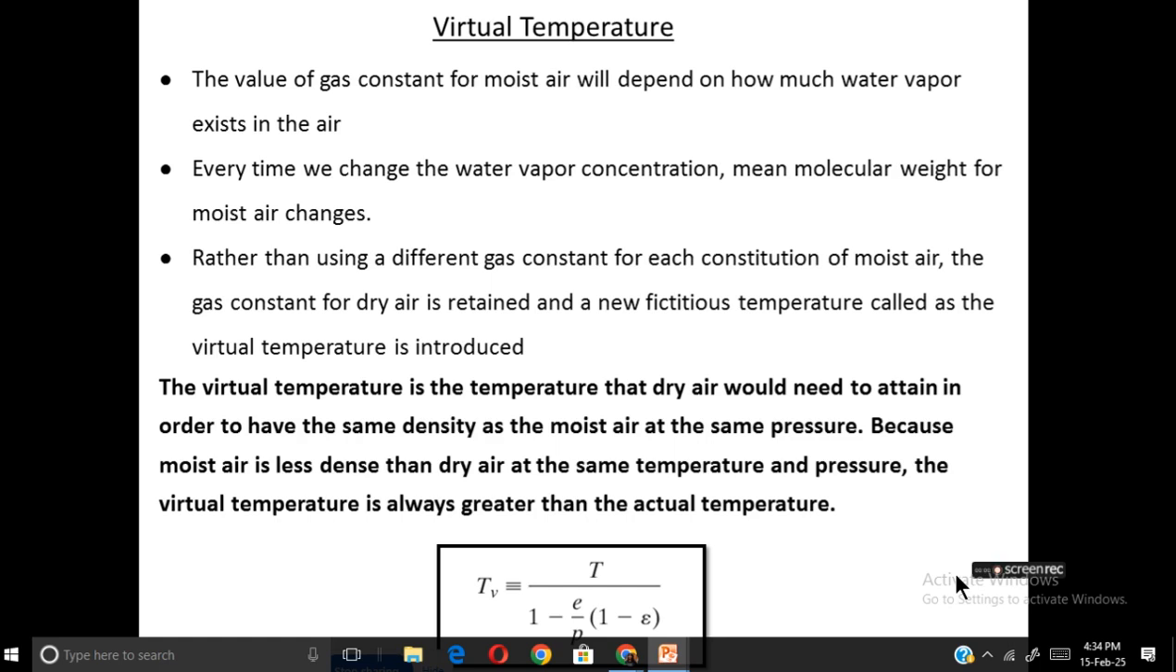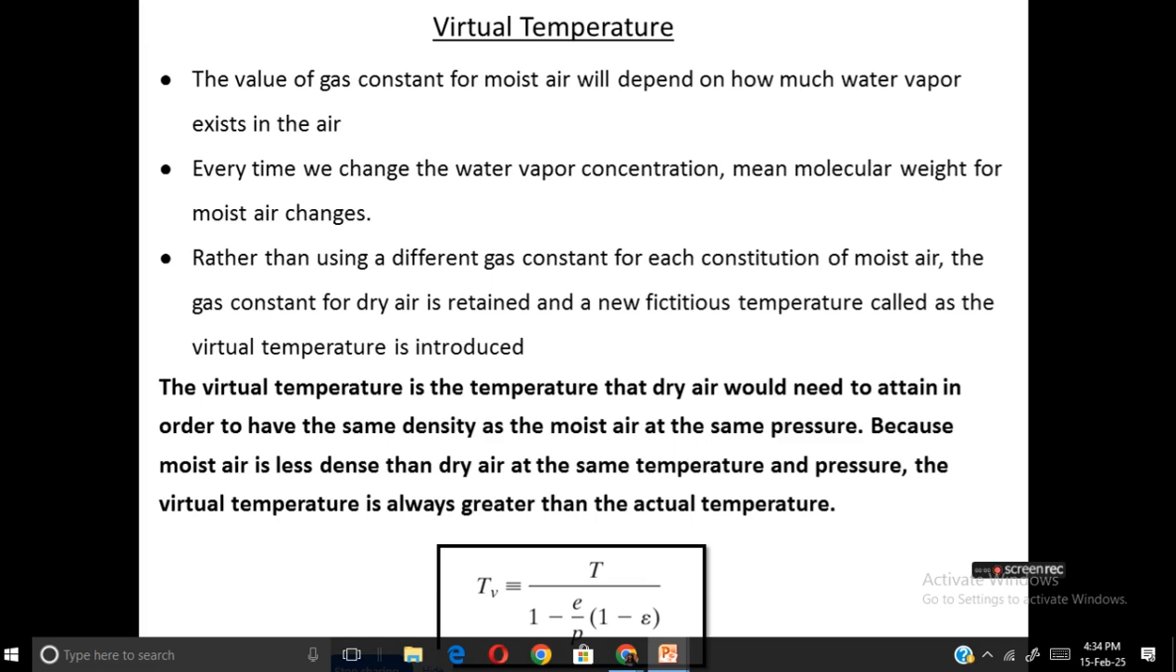Now I would like to introduce one more term, then we will conclude today's class. It is known as virtual temperature. We just saw that dry air and moisture have different specific gas constants. Dry air has a value of 287, moisture has a value of 461. So this differs, and we have to take into consideration whether we are considering dry air or moisture.